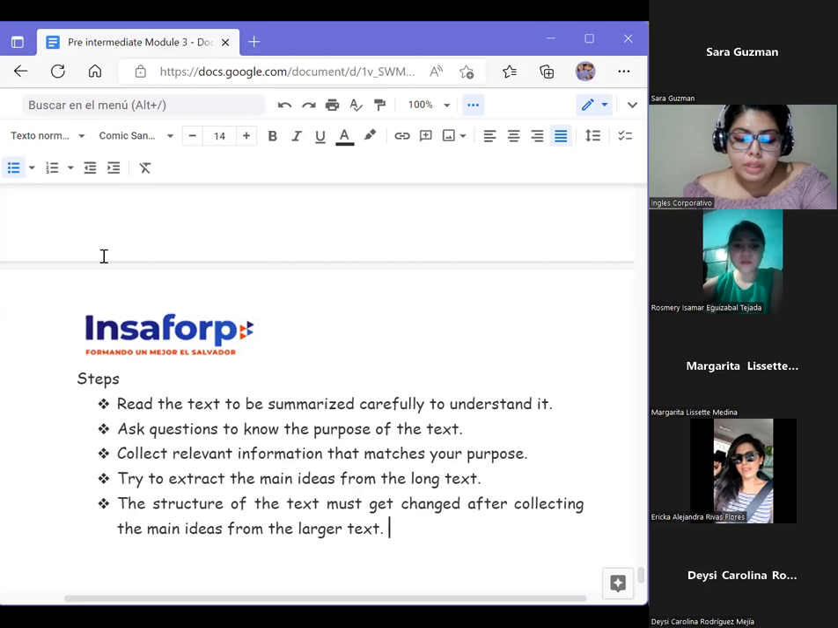main ideas. So in that case, it's like we need to improve the grammar part. Also, we can gain more vocabulary, and we can focus on extracting the main ideas of a text. So this is the last part of the summarizing.